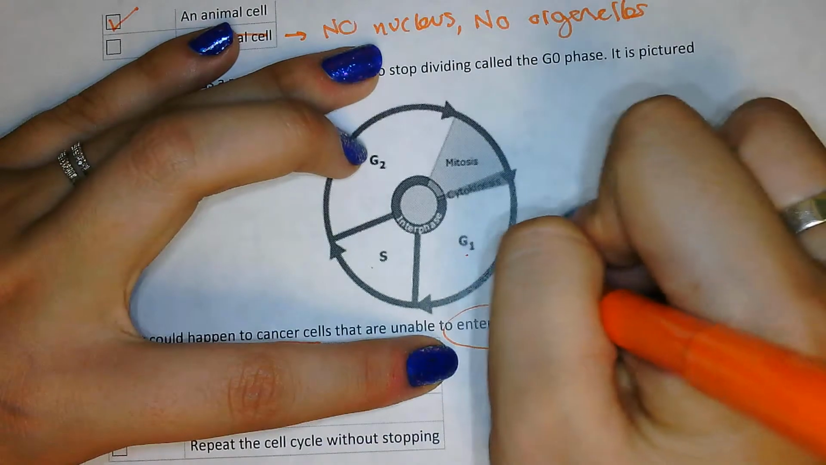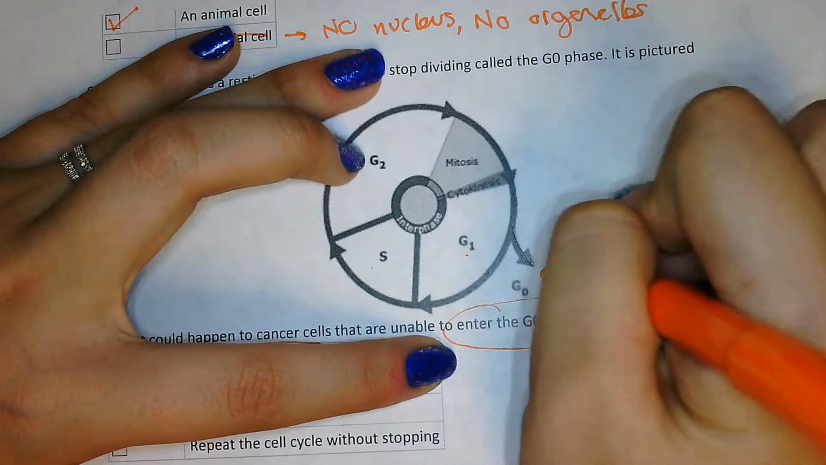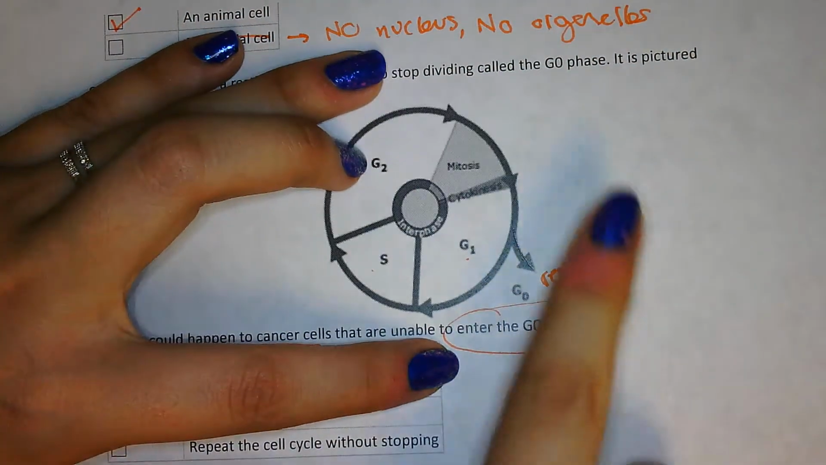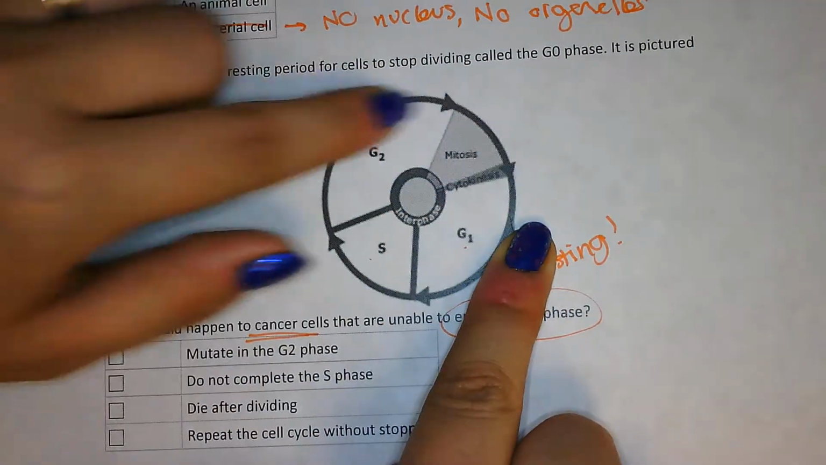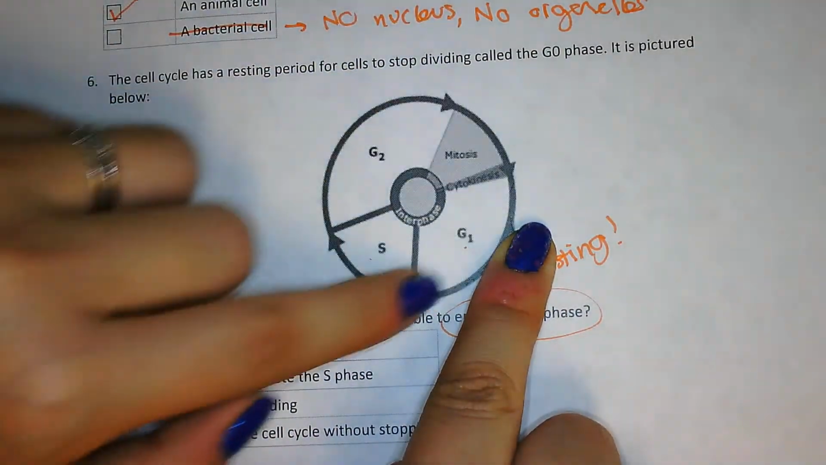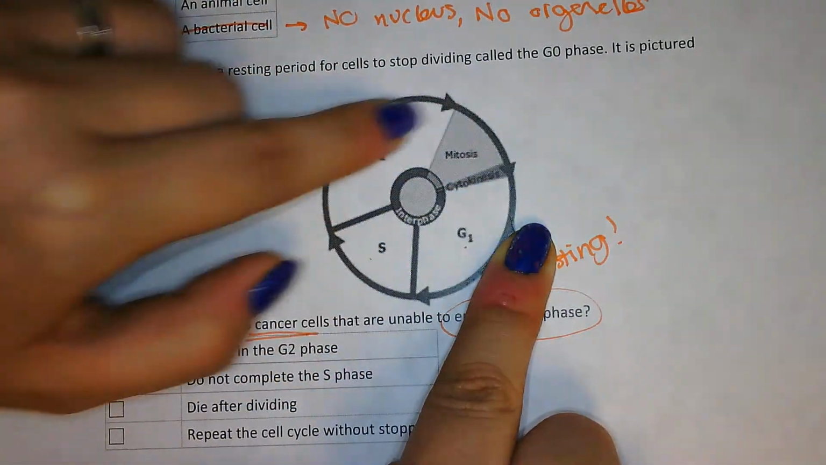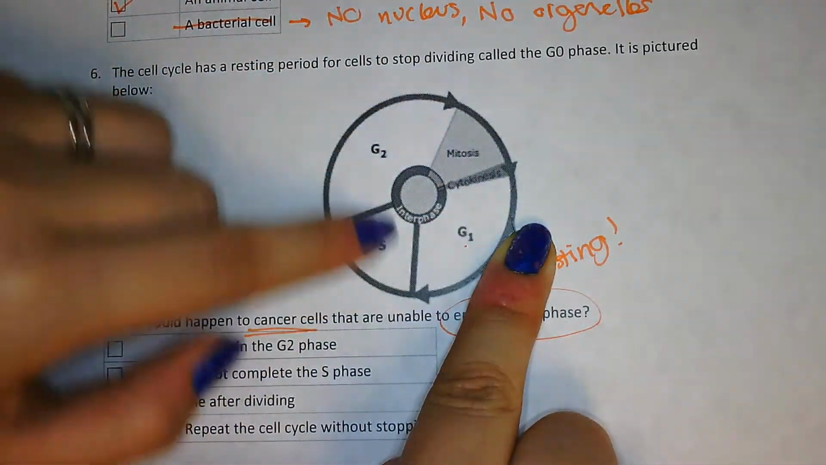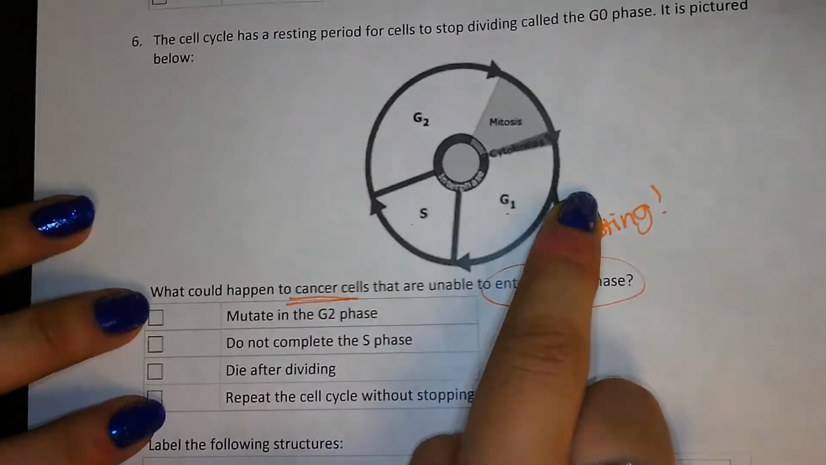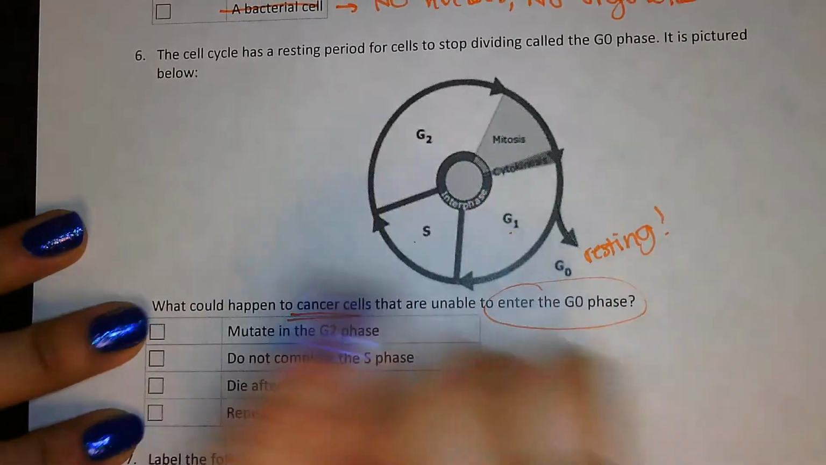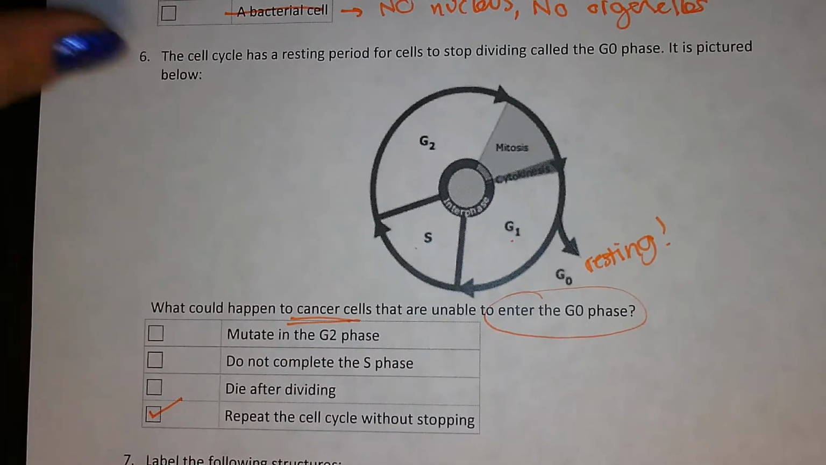And because I know that this is a resting phase, if I am a cell and I can never rest, that means that I am always stuck in this cycle. And that means that I am constantly going through mitosis, which is cell division. And I keep dividing uncontrollably, constantly without stopping. So the correct answer is repeat the cell cycle without stopping.